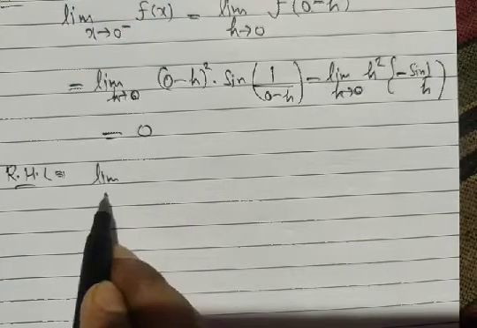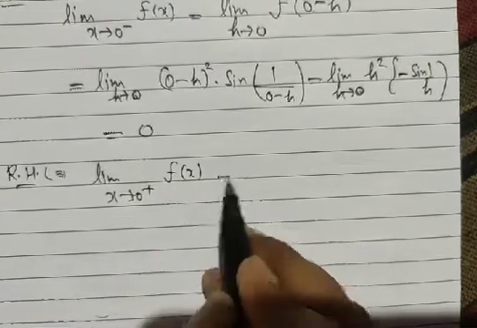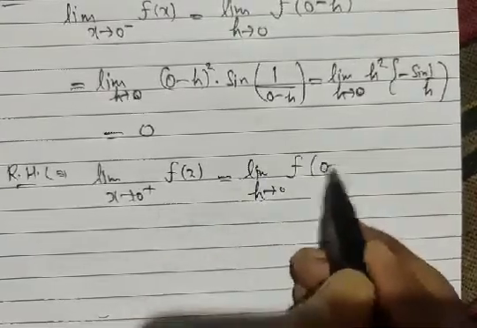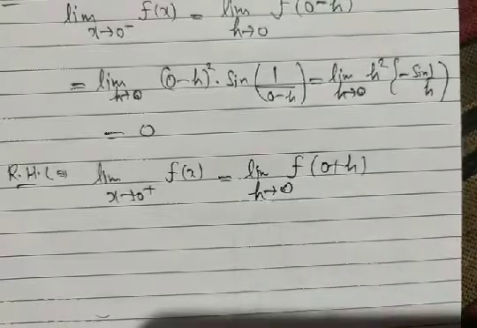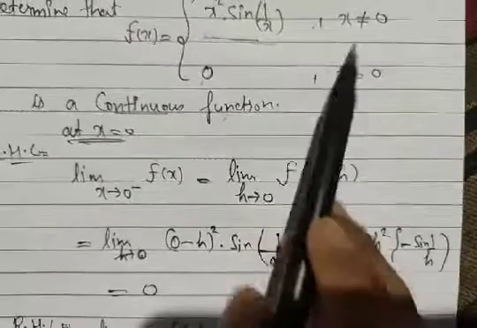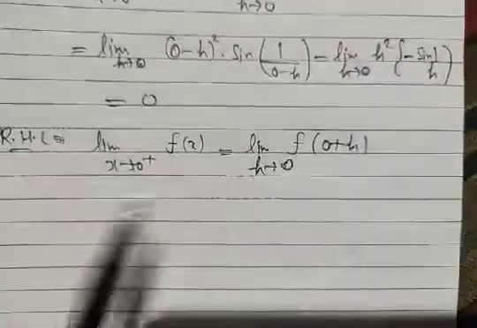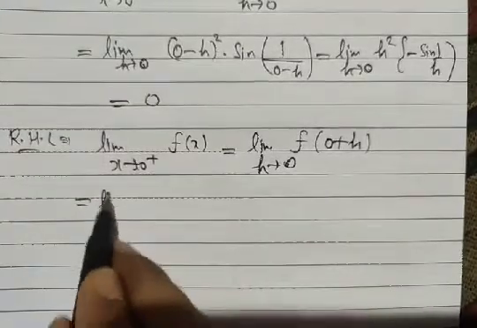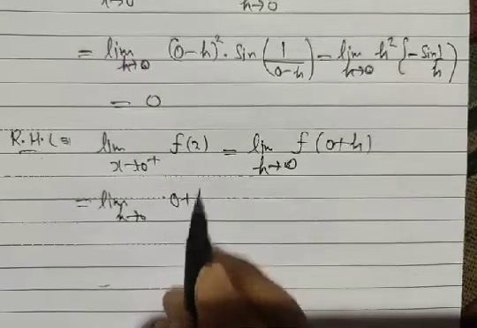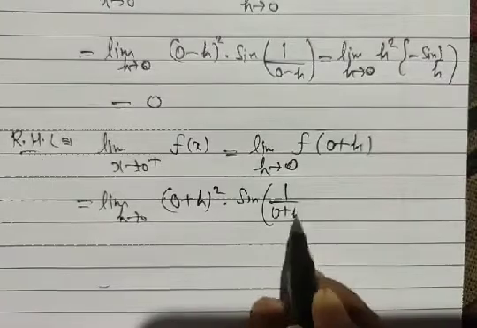Limit x tends to 0 plus f(x). Again we change it with arbitrary h, as x tends to 0 plus, it becomes 0 plus h. Now 0 plus h means it is not equal to 0, so x is not equal to 0, again we take this defining value. Again we have limit h tends to 0, (0 plus h) whole squared into sine of 1 upon (0 plus h).